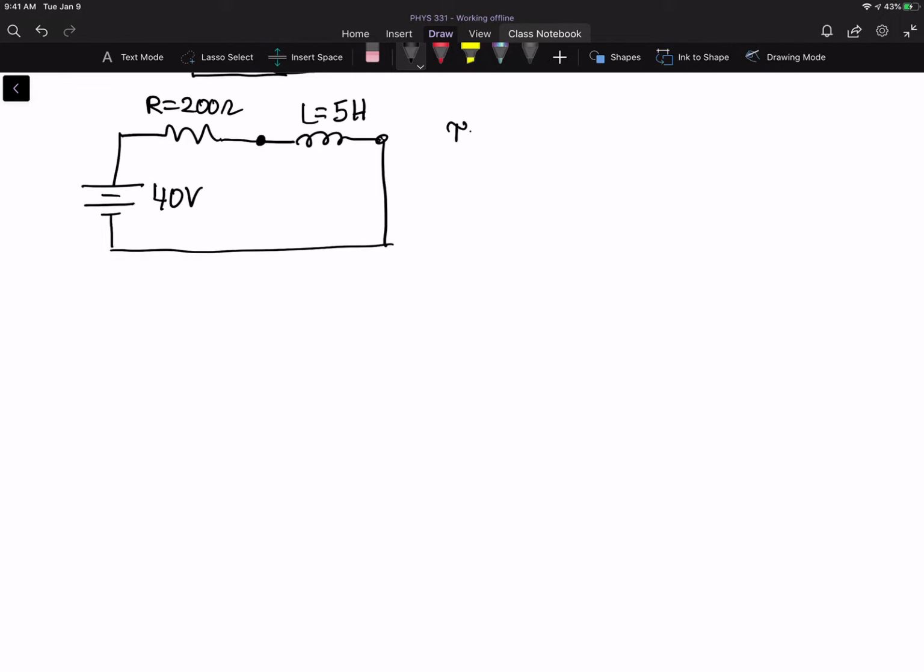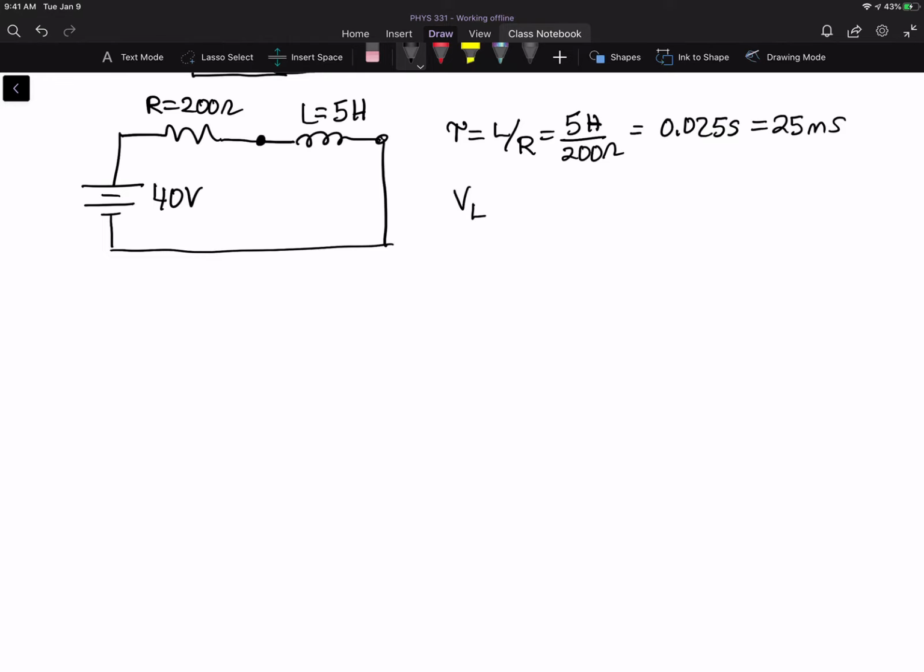So from that we can determine the time constant for our energizing of the inductor. So it's 5 Henry over 200 ohms, which is 0.025 seconds or 25 milliseconds. We know that as soon as the switch is closed, the inductor behaves as an open circuit because it wants to resist the flow of current.